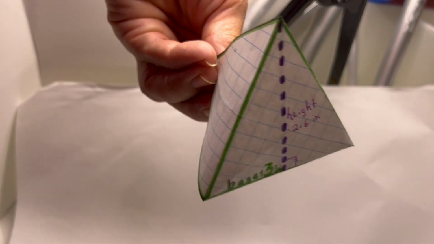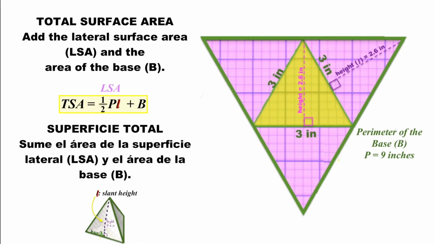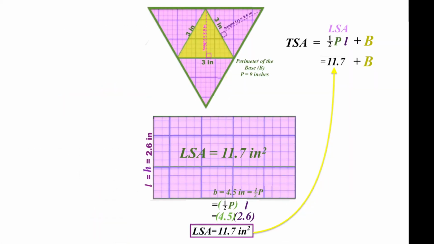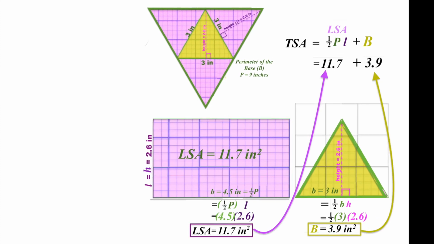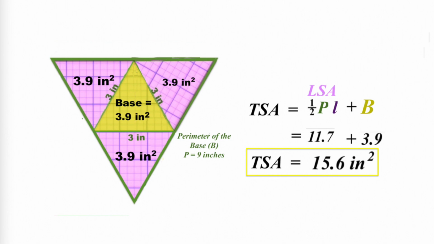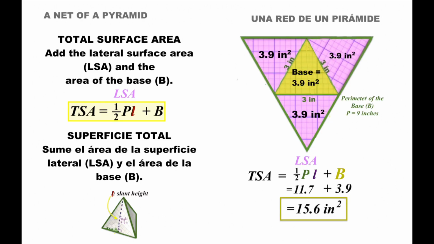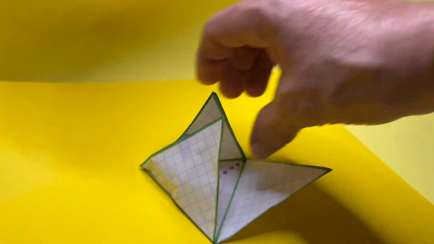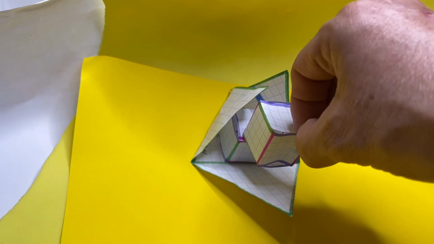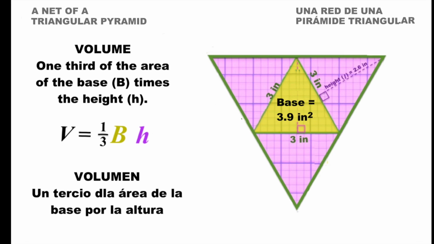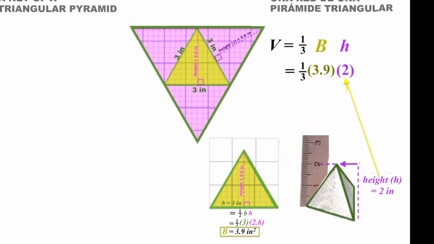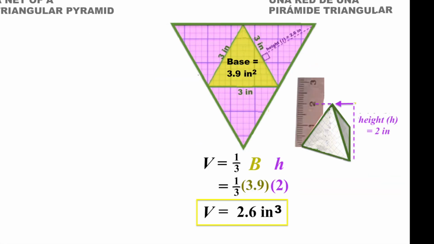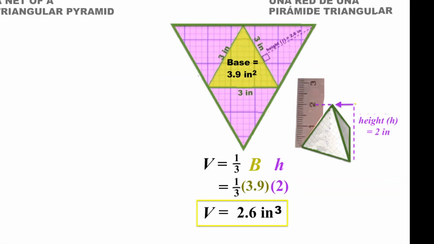The total surface area is the sum of the lateral surface area plus its base, for a total surface area of 15 6/10 square inches. The volume is 1/3 area of the base times height. The volume measures 2 6/10 cubic inches.